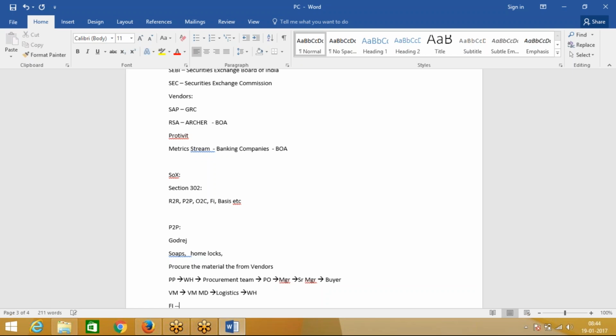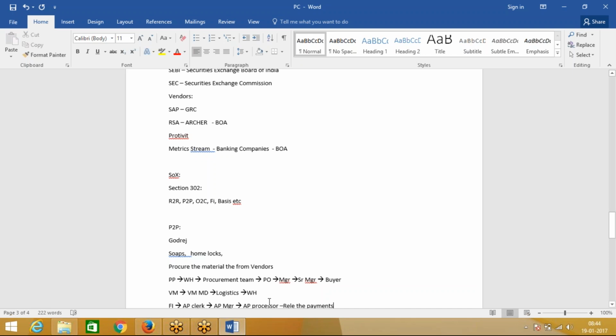comes into the picture. Obviously, we are procuring some material, right? So we need to pay the money to the third-party vendors. This is where the finance team immediately comes into the picture. The accounts payable clerk will try to create an invoice. Then it will go to the next level. The accounts payable manager will validate the invoice. Then afterwards, the accounts payable processor will release the cash, release the payments. So this is the procure to pay process.